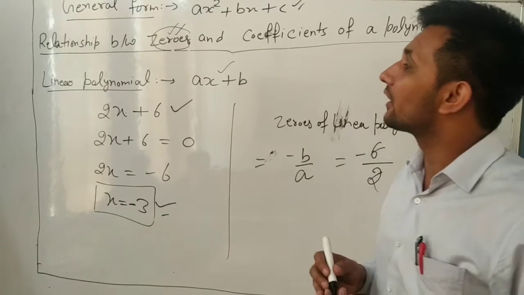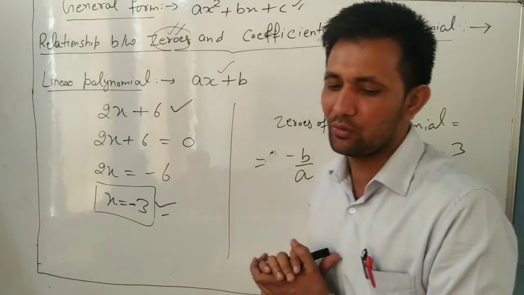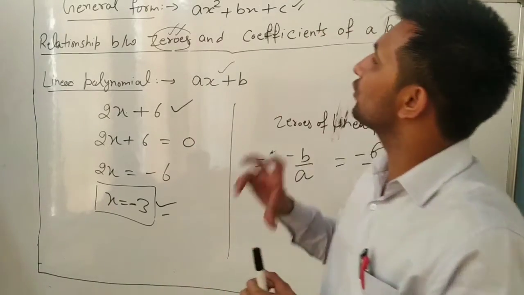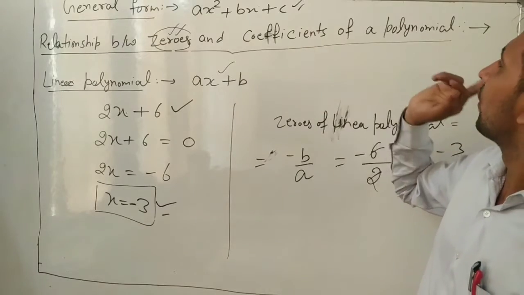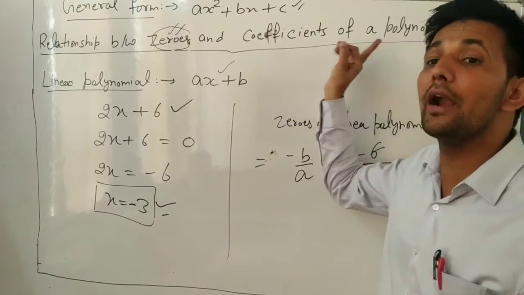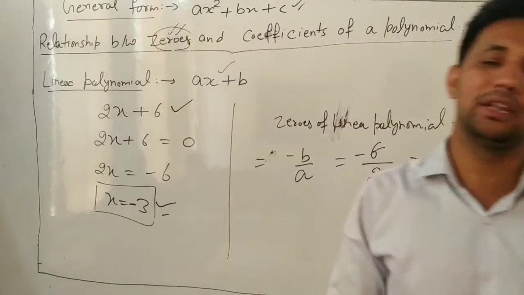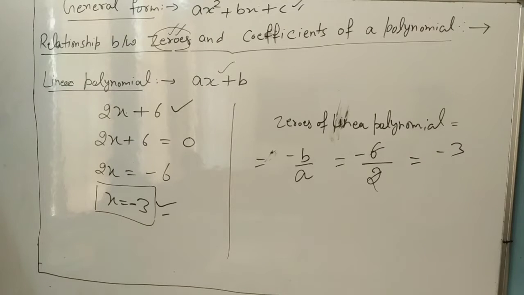Understand it? Now dear, same as it is. It is just an example. If you want to note it down, you can note it down. Now we will learn what is the relation between the zeros and coefficients of a quadratic polynomial. What is a quadratic polynomial? Quadratic polynomial is very important. Note it down, everyone, if you want to note it down.